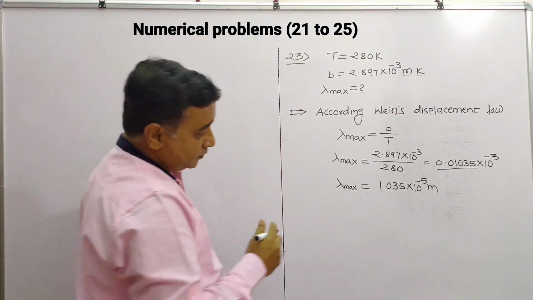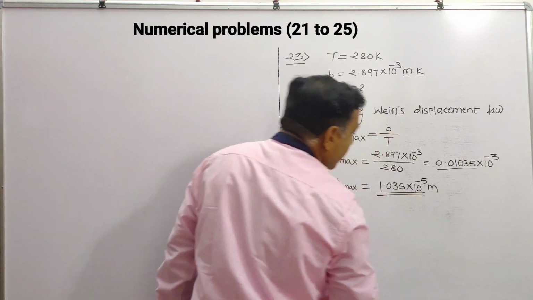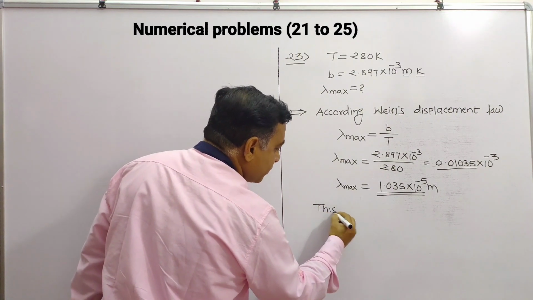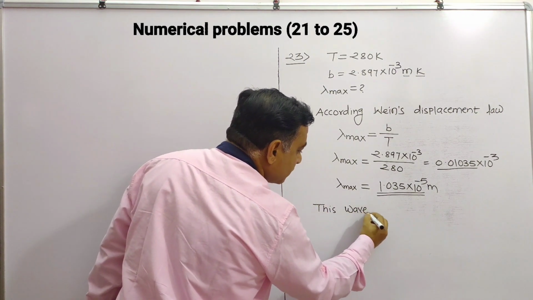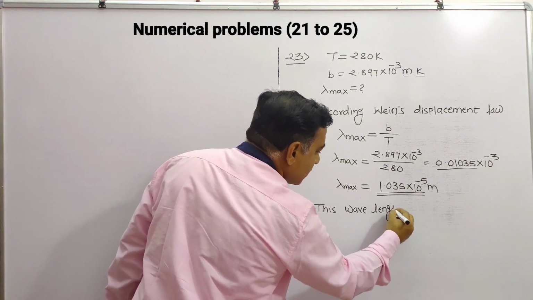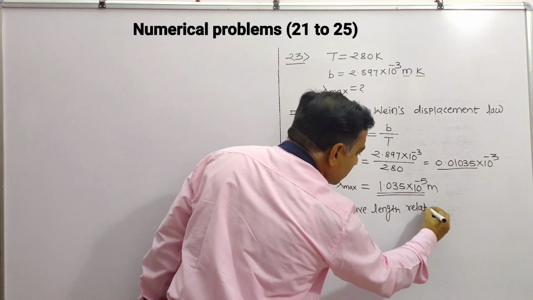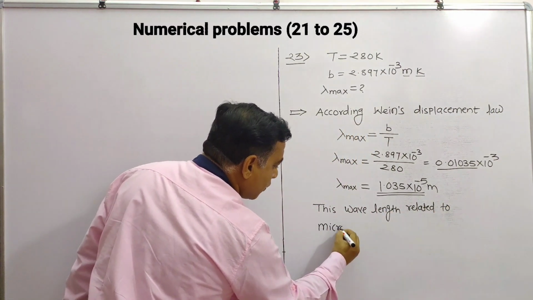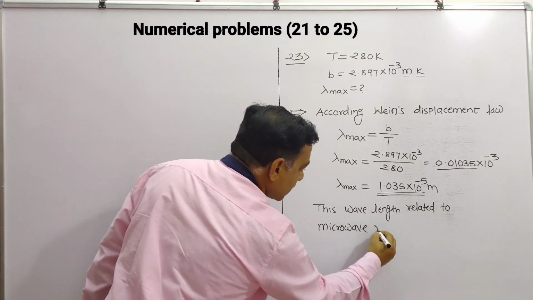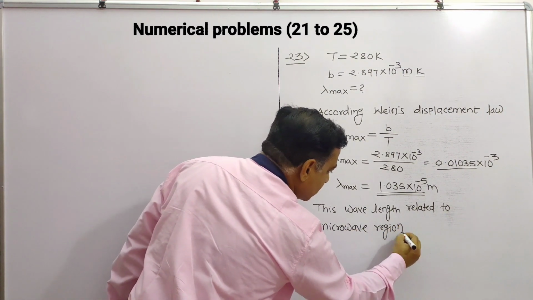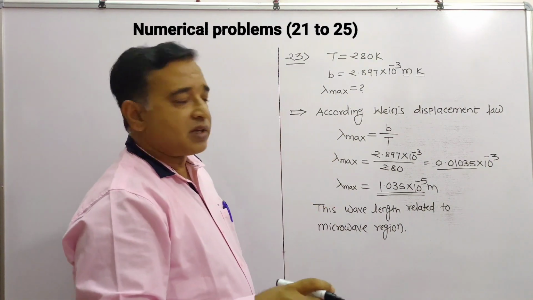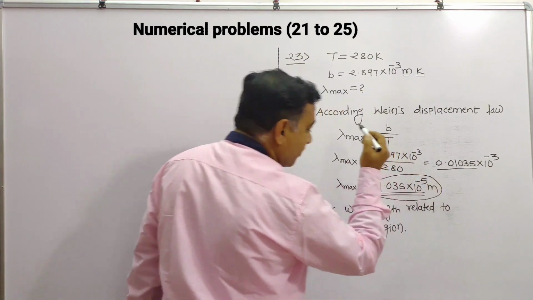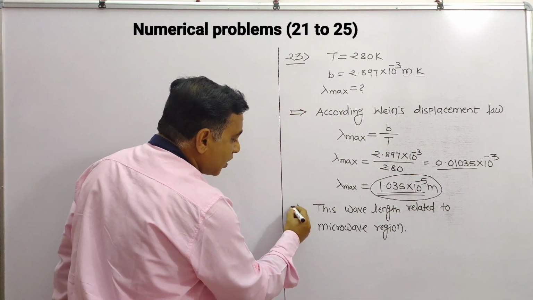But what about this wavelength? This wavelength is related to the microwave region. So this wavelength is related to which region? Microwave region. There are certain regions that we are going to take in NEET CET JEE concept, but here, this concerning wavelength is related to the microwave region. This is the conclusion that I am going to draw.